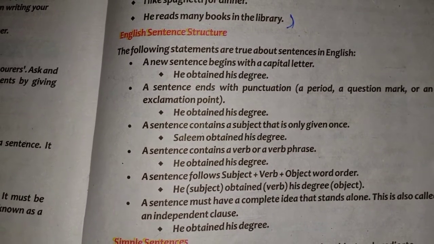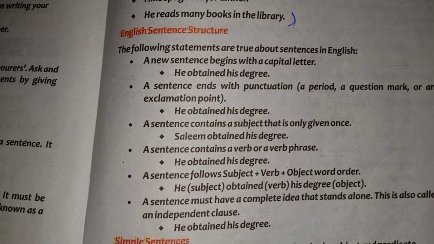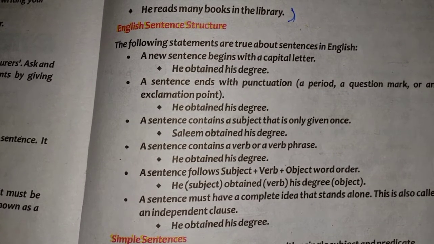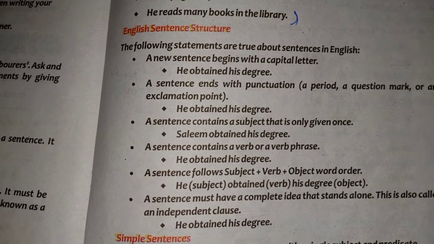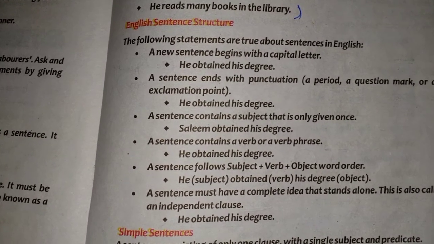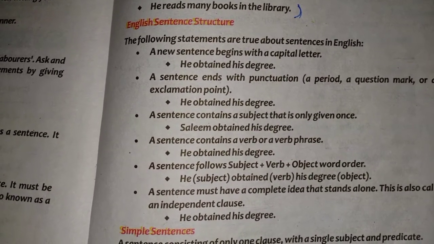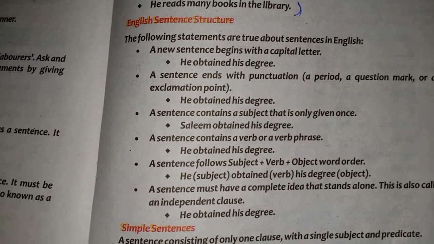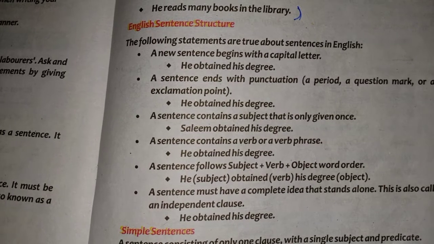A sentence contains a subject that is only given once. So, do you know what we do when writing about that subject in the next sentences? Yes, we use a pronoun instead of that noun, that subject. That is why we use the subject once in the sentence. Clear? "Salim obtained his degree. He went home then." See, we used "he" instead of Salim again.